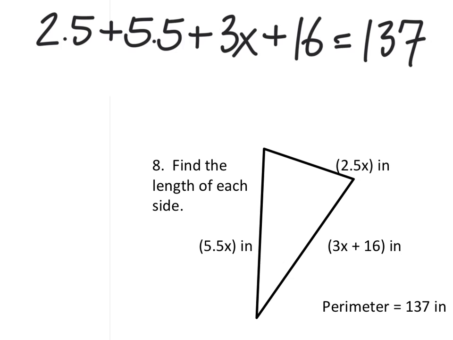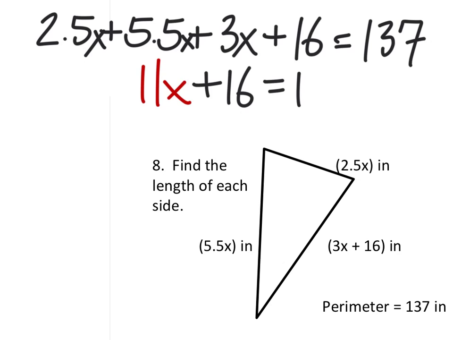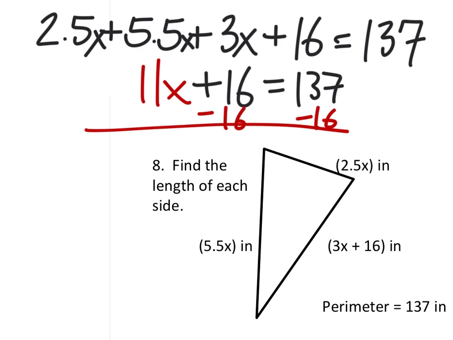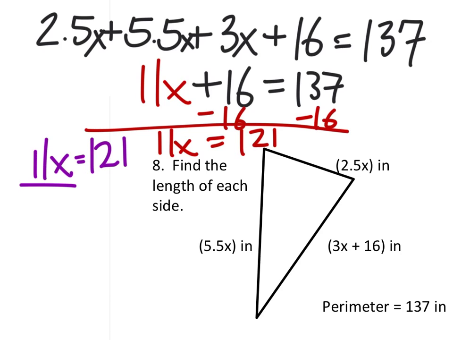So if we combine like terms, that's a 5.5x and a 2.5x. If we combine all the x's, looks like we'd get 8, 9, 10, 11 x's. Plus that 16 equals 137. Subtracting 16 from both sides, looks like we get 11x equals 121. Well, that's convenient. Let's divide by 11 on both sides. x is 11. But that doesn't mean x is 11 inches.